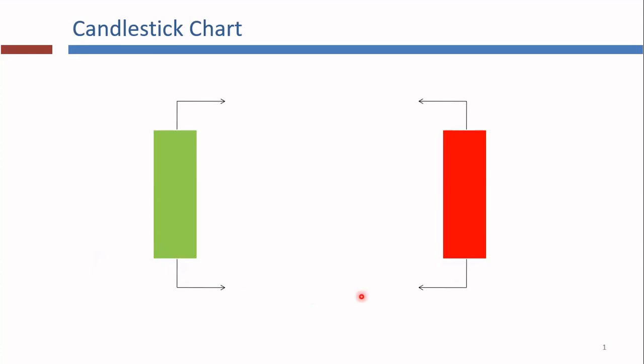This is the first part to our 5-part series covering basics of technical analysis. In this part, we are going to discuss candlestick charts. So let's get started.